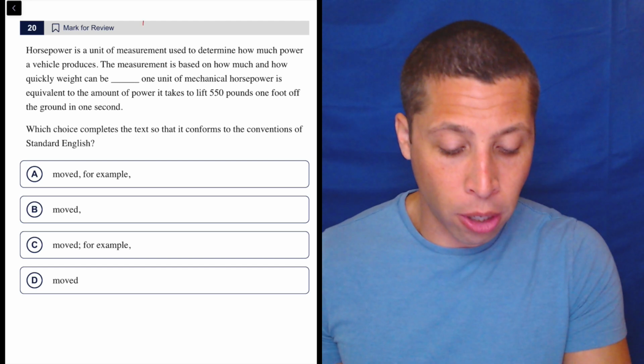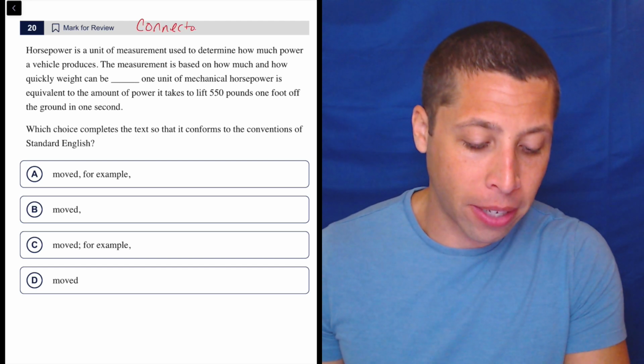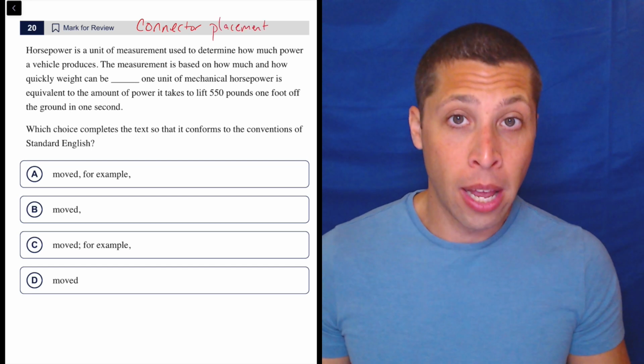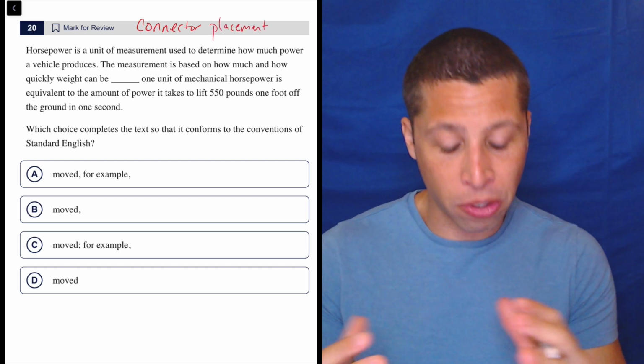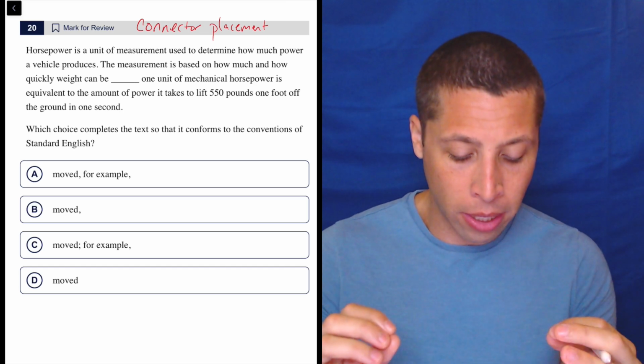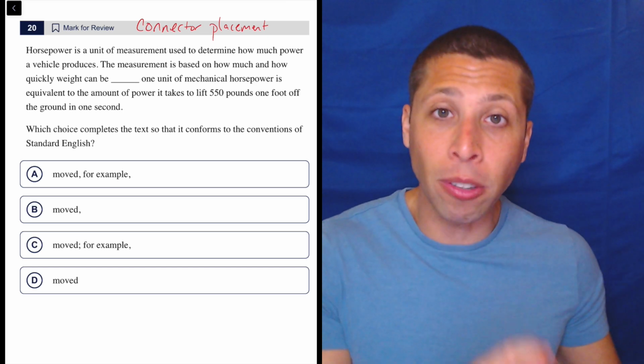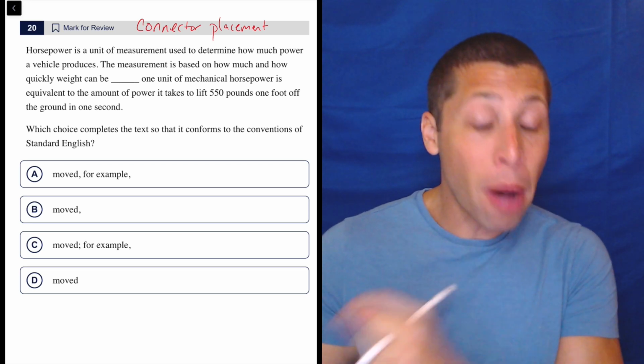Now, this is a rule that I call connector placement, because we have this connector phrase, for example, and we're putting it in different spots. Maybe we're surrounding it with commas, maybe we have a semicolon, but none of that matters, because the first thing I need to check is not the connector itself, the for example, it's the punctuation.